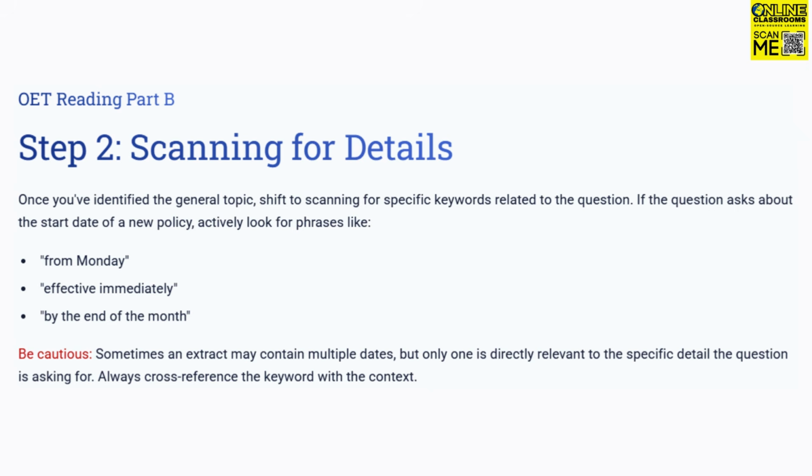Step 2. Scanning for details. Once you know the topic, scan for keywords from the question. For example, if the question asks about when a policy starts, scan for dates or time-related phrases like, from Monday, effective immediately, or by the end of the month. But be careful. Sometimes 2 dates are mentioned, and only one is relevant to the question.